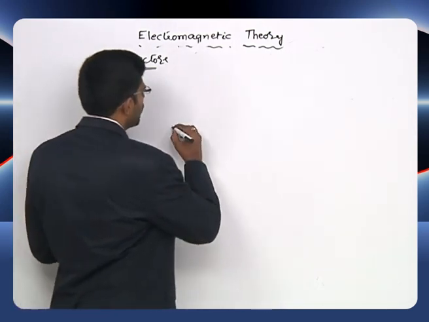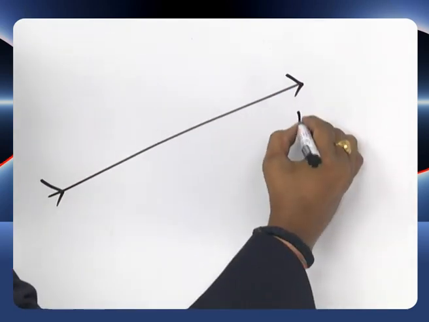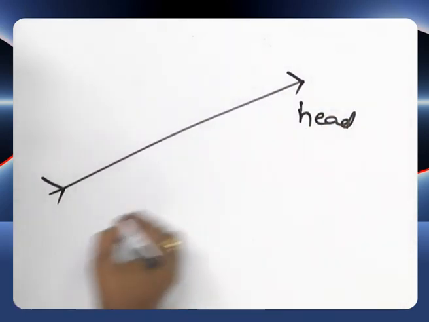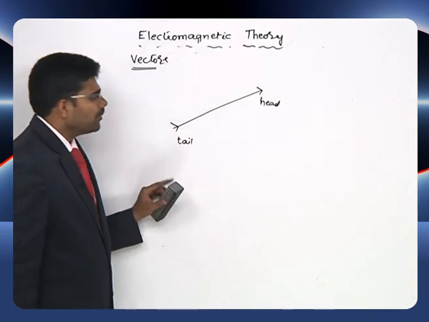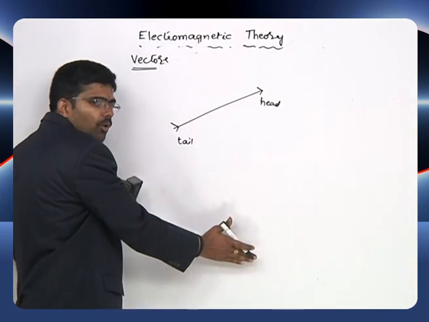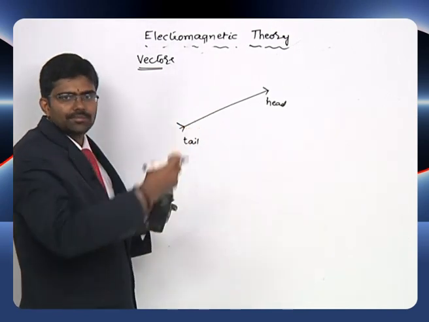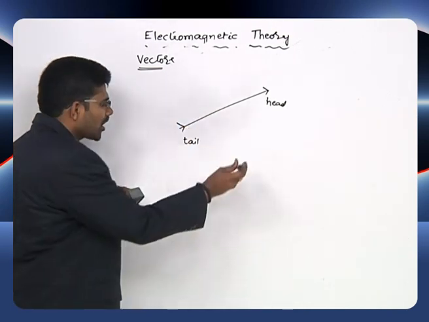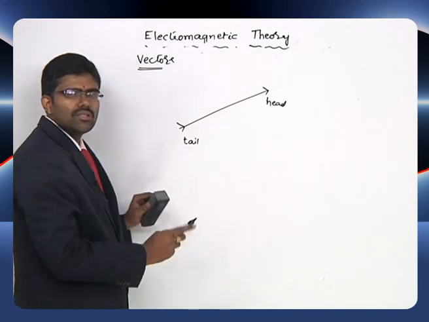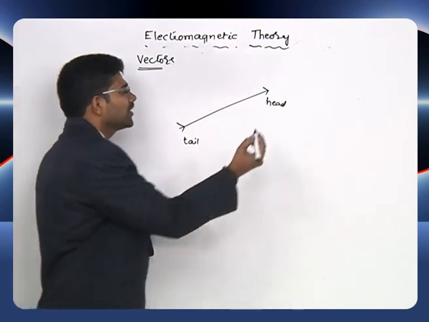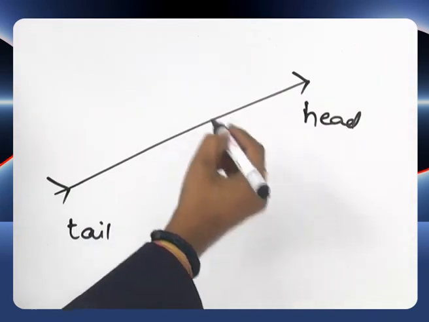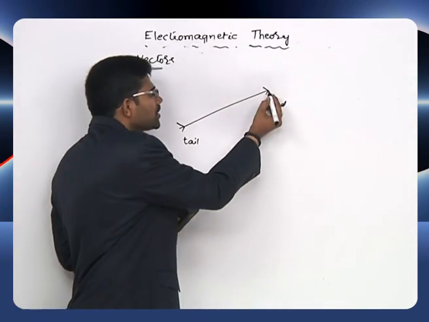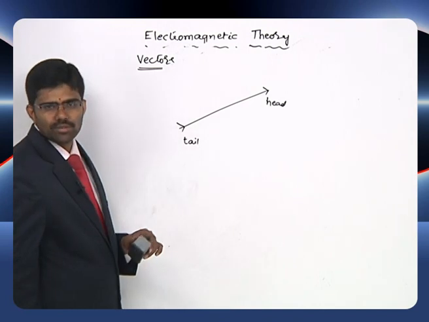For that, consider a vector like this. This is the head and this is the tail. Now let us take it from the plane of the board, if a vector is coming out from the plane of the board. So initially what we visualize is the head. Since the head is seen from the plane of the board, just the tip of this head can be viewed.